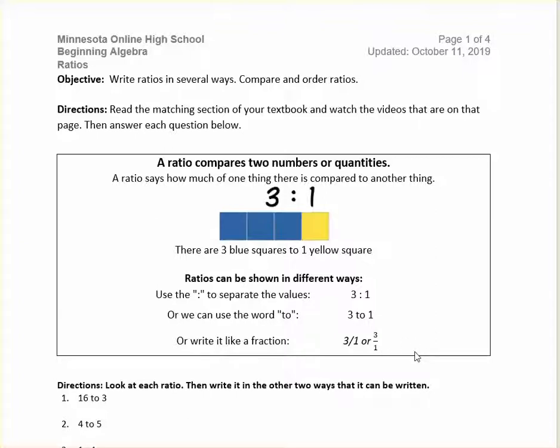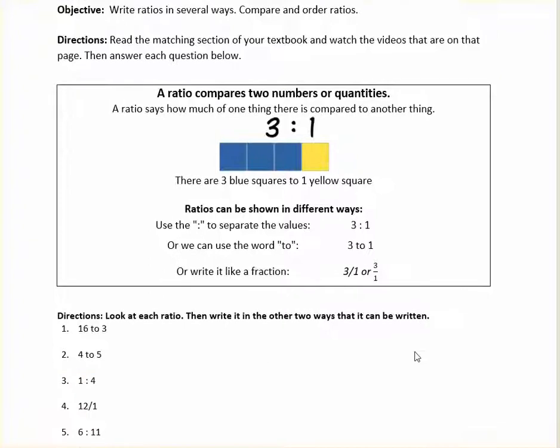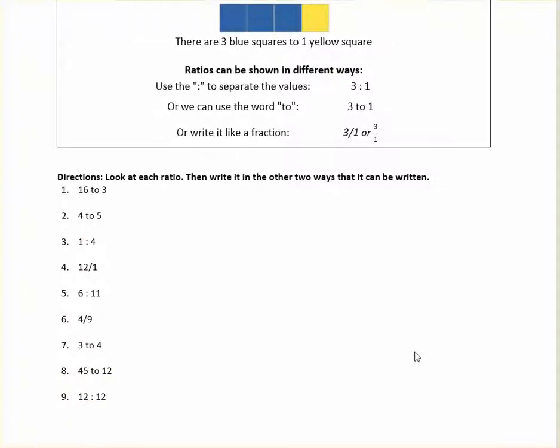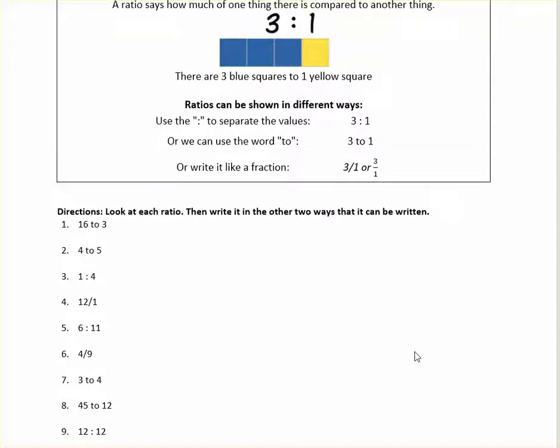If you write it like a fraction, then you have the advantage of being able to simplify the ratio, because you can use the same methods used to simplify fractions, and you can compare ratios that way. So a lot of times in math, we will write them as fractions. But for the first part of your assignment, all you need to do is write the other 2 ways that you can write the ratio that is shown.